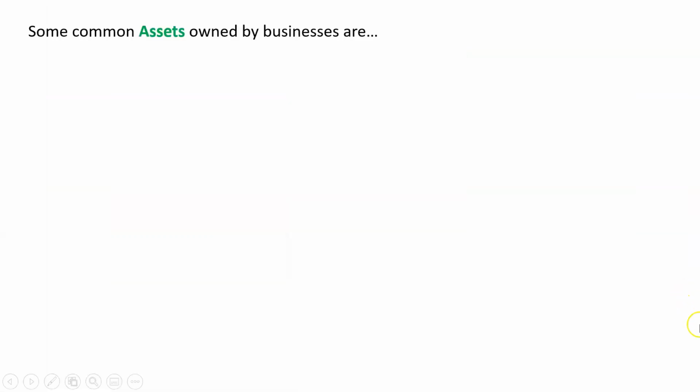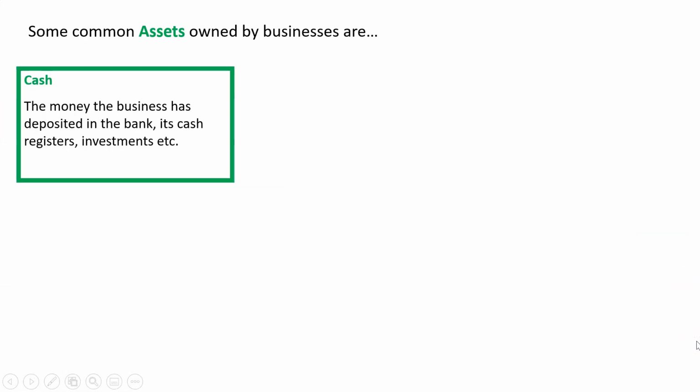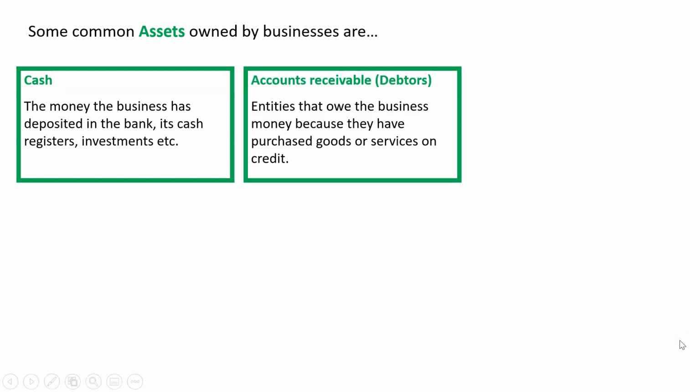So some common assets that we're going to deal with are the business's owner, cash, the money in the bank, but also the cash registers, investments, term deposits, and so on. Accounts receivable or debtors, we're going to see this term a lot.